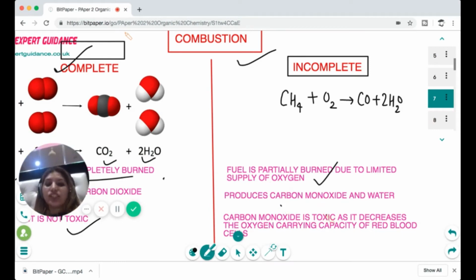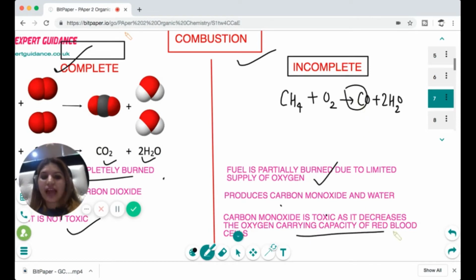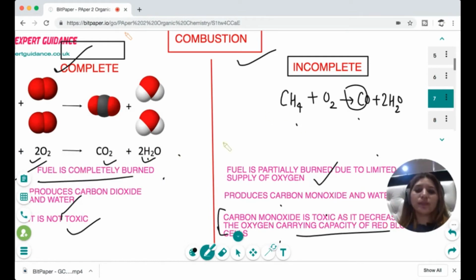Now, it is toxic as carbon monoxide is a toxic gas. It decreases the oxygen carrying capacity of the red blood cells. Therefore, it is very harmful and a toxic gas. So incomplete combustion is harmful. In the exam, you should be able to write the equations of complete and incomplete combustion. Remember, in complete combustion, write carbon dioxide and water. And in incomplete combustion, write carbon monoxide and water and balance the equation.